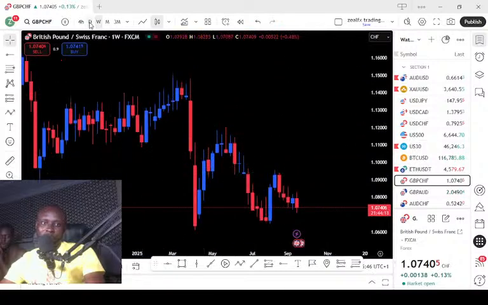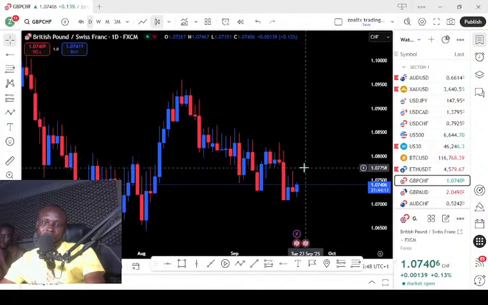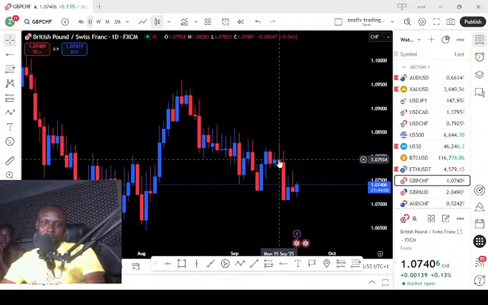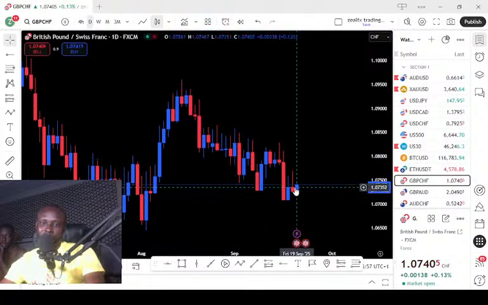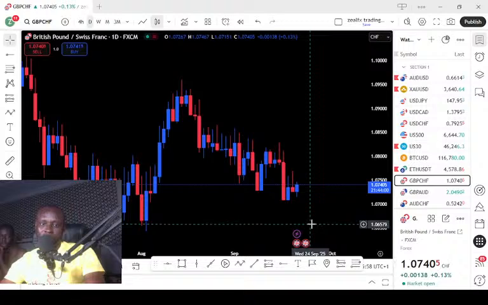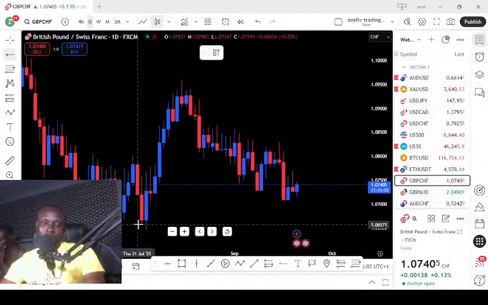So let's look at the daily chart of the pound CHF. On the daily chart, currently pound CHF gives us a sell setup around this top area, this weekly resistance. Then we sell to the downside. So we expect more bearish trend for the pound CHF to this support level area. We need price to come to this support level.